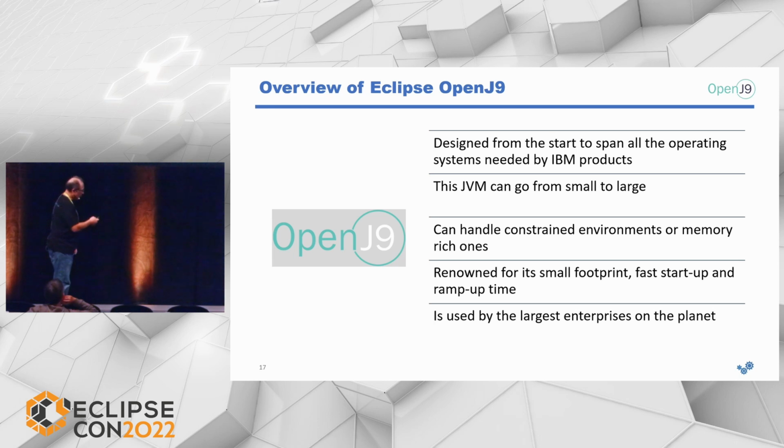And of course, it works in all environments, so it goes from small to large. It can handle very constrained environments, all the way up to the mainframes. It is known for its small footprint, fast startup, and ramp-up time. And of course, all the large Fortune 500 companies run their enterprise software on OpenJ9. So it has a long history of success.